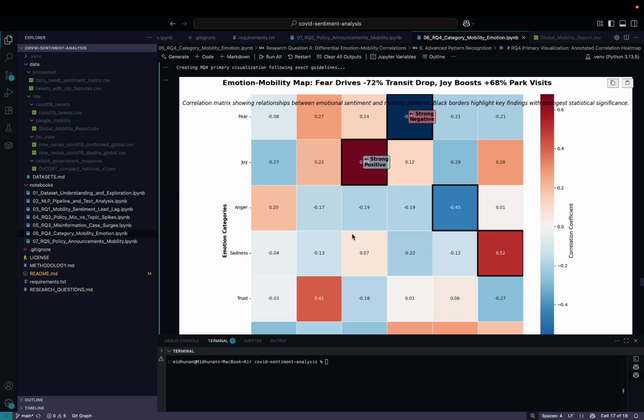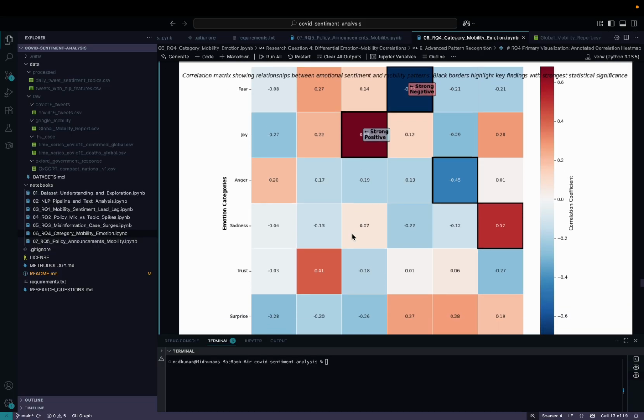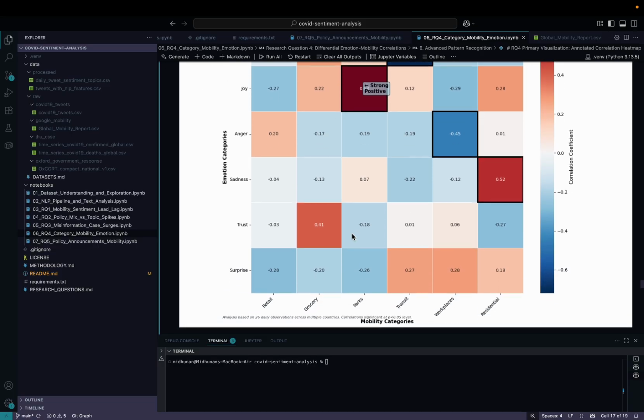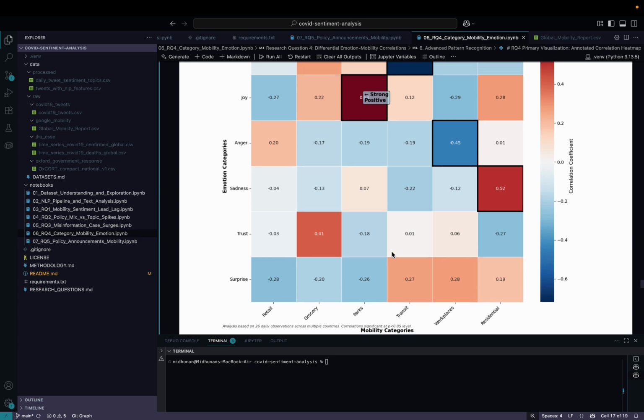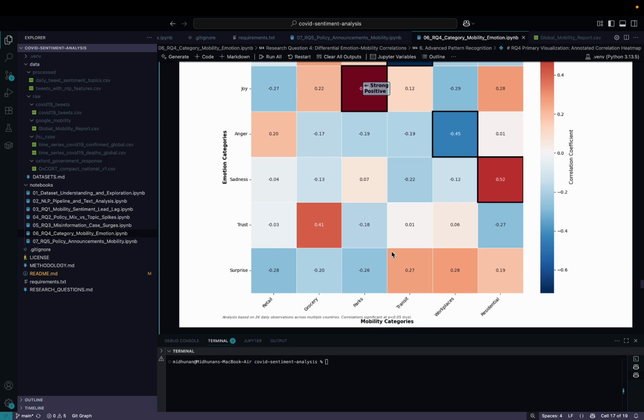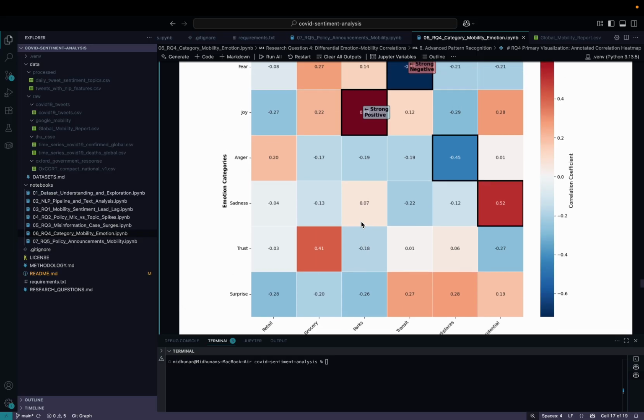This is a 6x8 correlation matrix, that is 6 mobility categories and 8 emotions. This is a direct correlation between each of the emotions and the mobility types. There is multiple comparison correction using the Bonferroni algorithm, and then pattern recognition through clustering and PCA. I'll give an example. I'll explain what this heat map is.